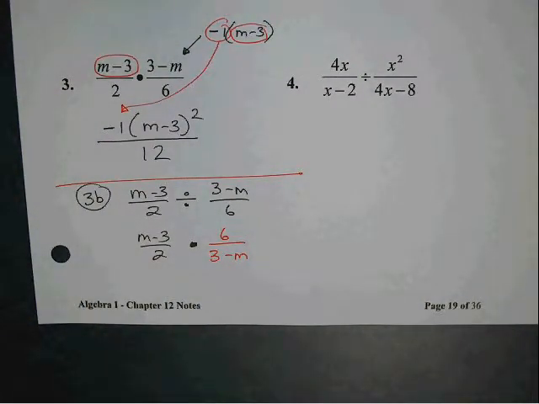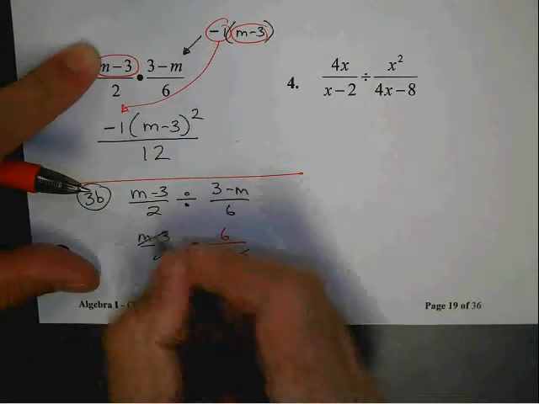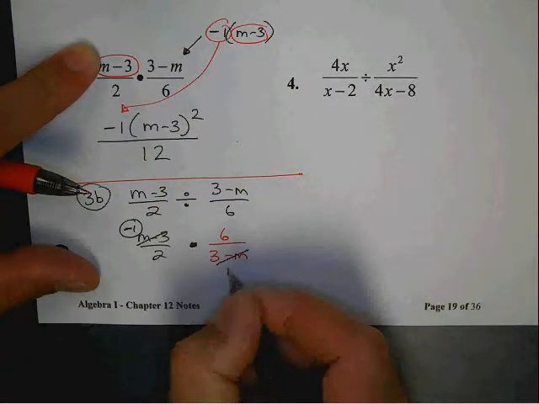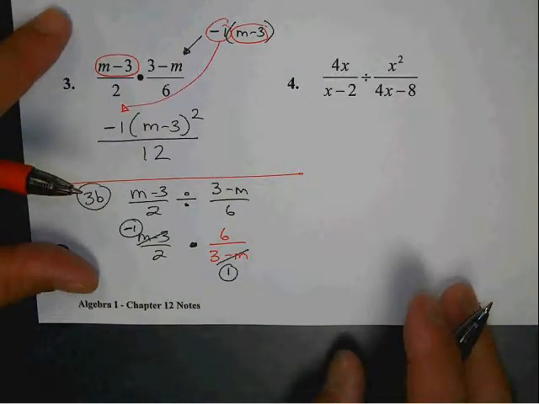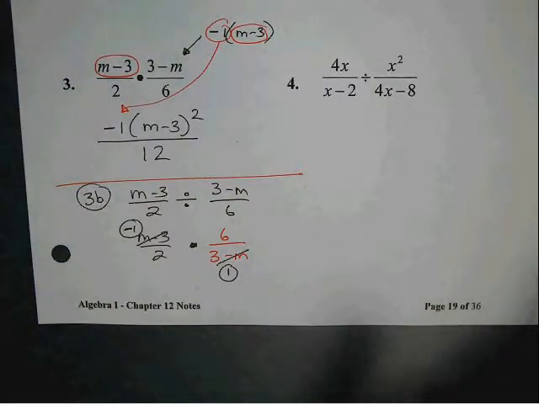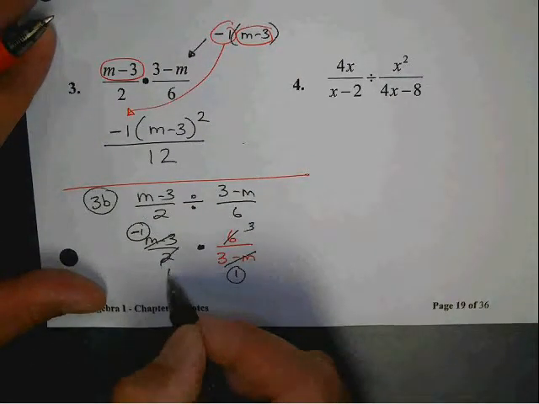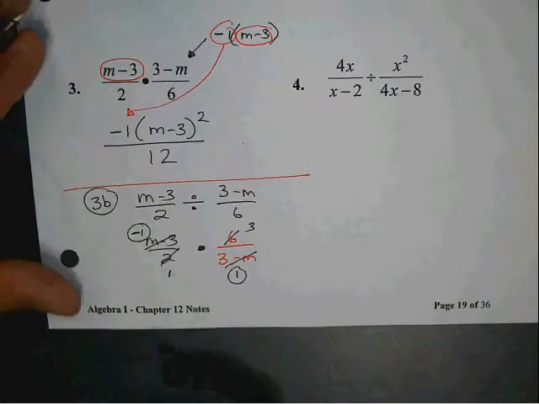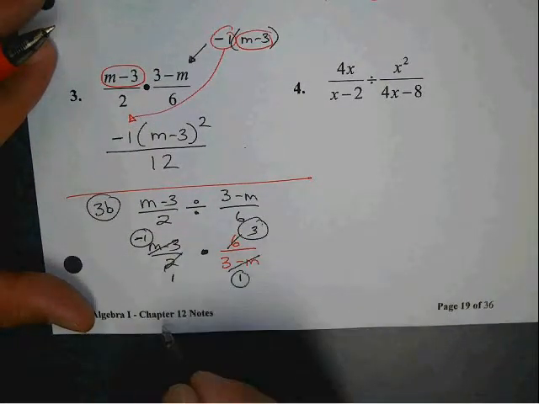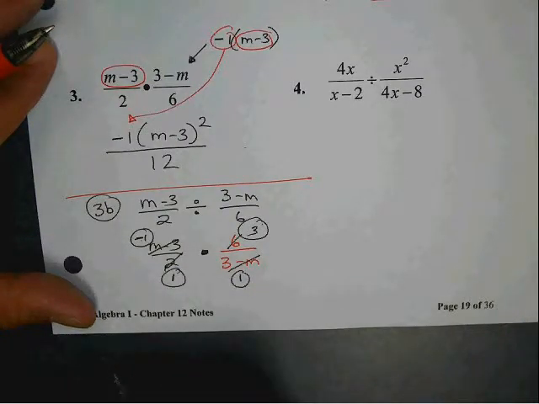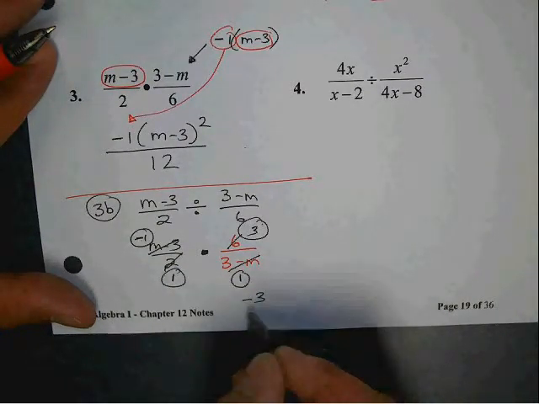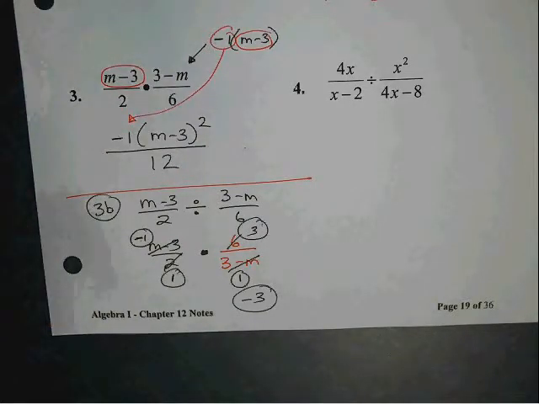Now, m minus 3 and 3 minus m, what do they cancel to? Now they cancel to -1, so cross them out and put a -1 on top and a +1 on the bottom. Well, you don't have -1 over -1, just -1. The 6 and the 2 cancel to 3 and 1. So on the top I have -1 times 3. On the bottom I have 1 times 1. So what is my answer? -3/1, or just -3. So the difference between A and B is drastic.